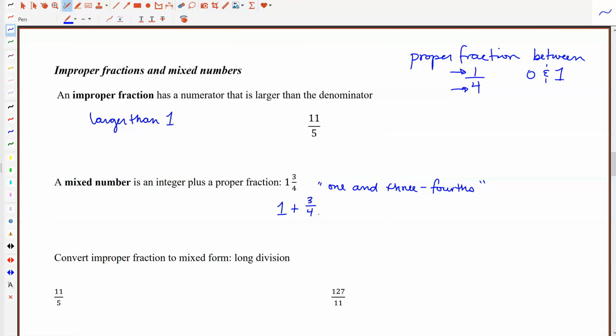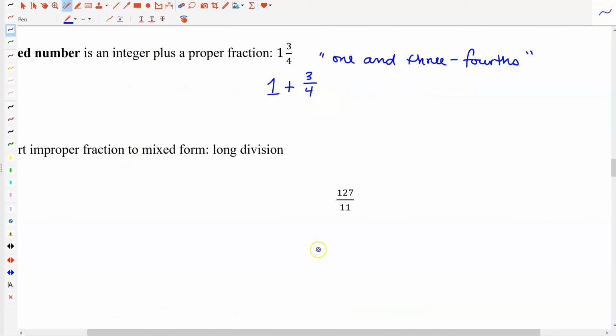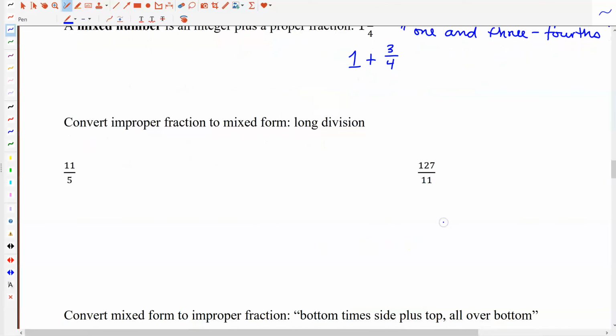So let's go back and forth between the two forms. If we have something that is improper, let's write it in its mixed number form. And if we have a mixed number, let's take it back to an improper fraction form. All right, so for the improper fraction to its mixed form, you're going to do long division. Now, some of these, depending on the division, you might be able to do them in your head, but let's talk about what exactly you're doing.